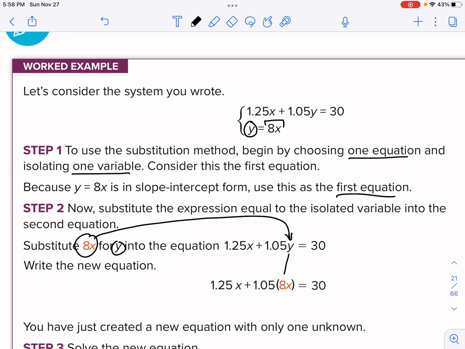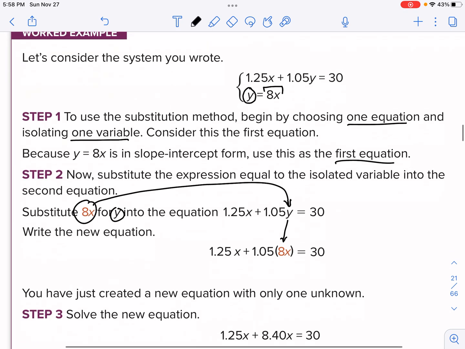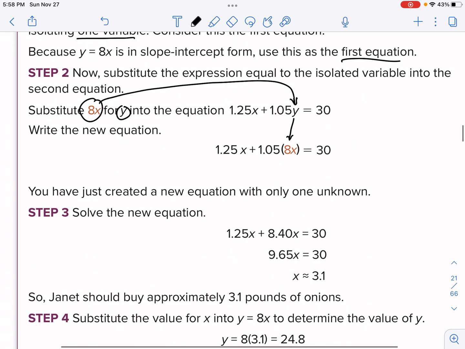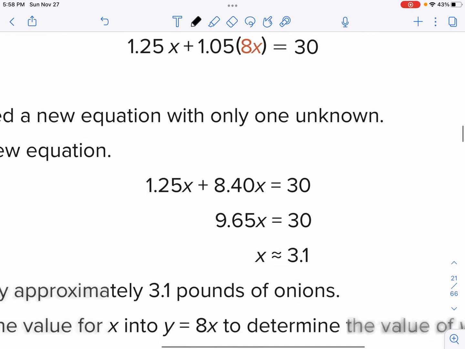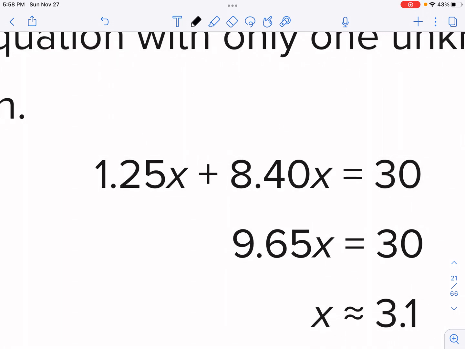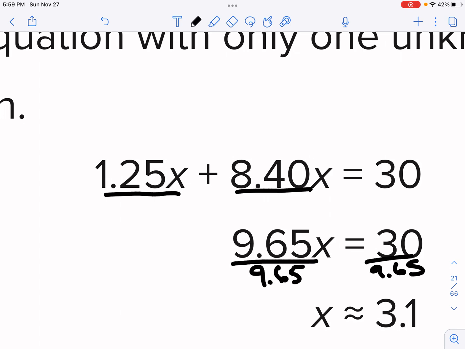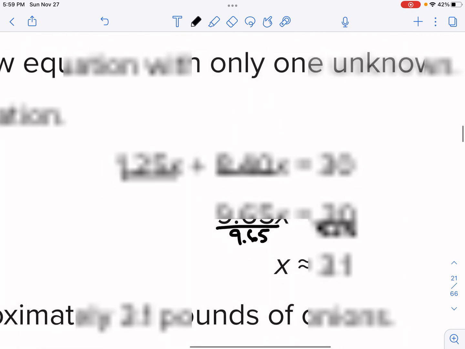So notice how I'm replacing y with 8x. With this, you can solve this equation. If we plug it in, 1.05 times 8x is $8.40. And these two things are like terms here. If you combine this, $1.25 plus $8.40, that's 9.65x equal to 30. You can use a calculator, but we divided both sides by the coefficient of 9.65.